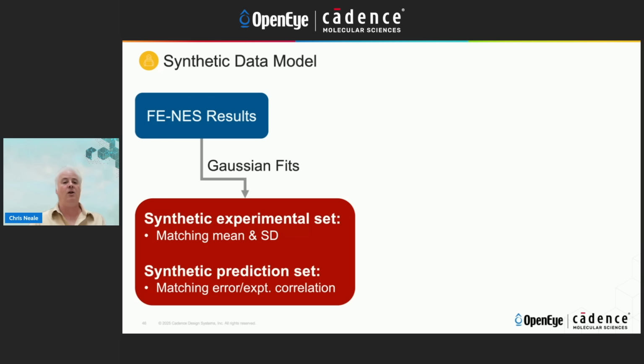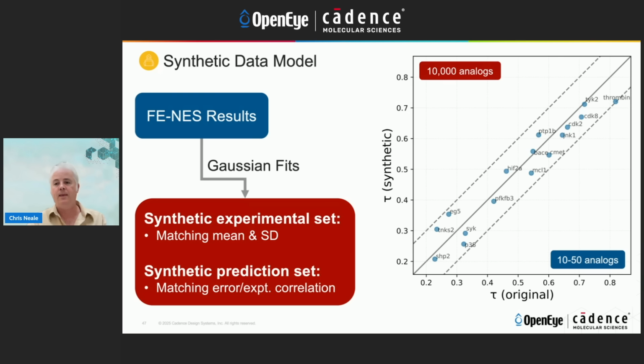So I can generate synthetic analogs whose mean and standard deviation of the experimental values for affinity match the actual data, and the predictions for those synthetic analogs match the residuals, the error in the prediction versus experiment, and the way that error correlates with the experimental value. So now for each of my 16 benchmark targets I can move from 10 to 50 analogs, in this case to 10,000 analogs. I could easily make as many as I want once I have these fits.